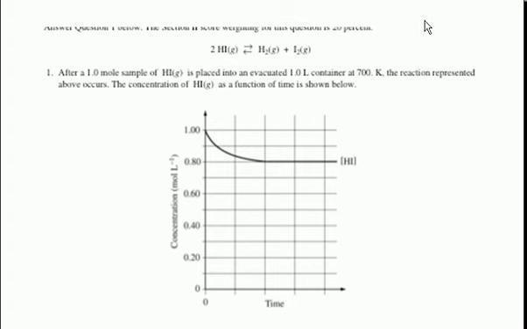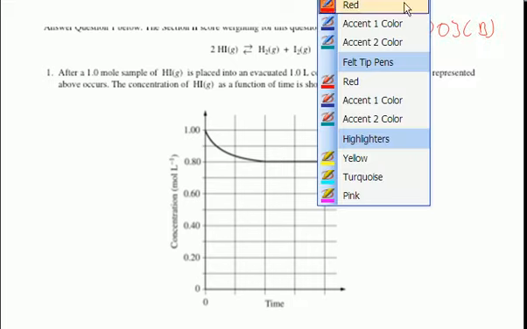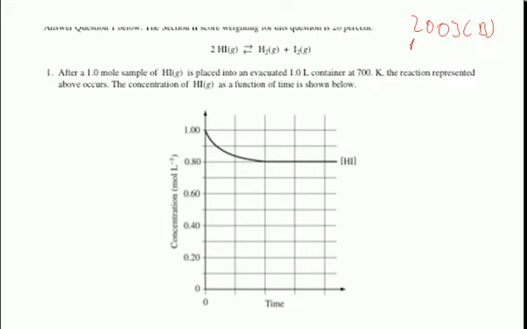Okay, welcome to free response problem 2003, Form B. I want my felt tip pen here. I don't like this pen. Yeah, there we go. 2003, Form B.